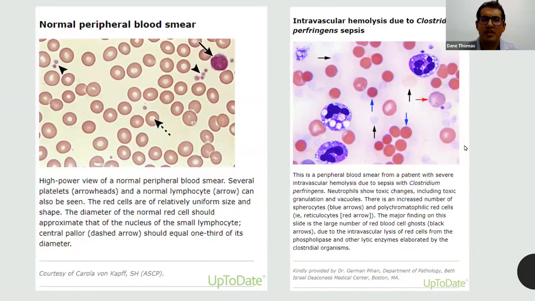And this is a slide that, again, is comparing a normal peripheral blood smear to a person with a blood smear showing hemolysis due to Clostridium perfringens sepsis. And as you can see, these ghost cells here are indicative of hemolysis, as well as these other abnormal red blood cells indicated here.